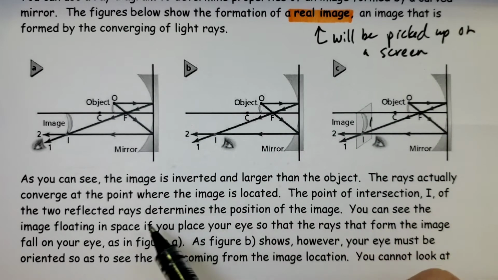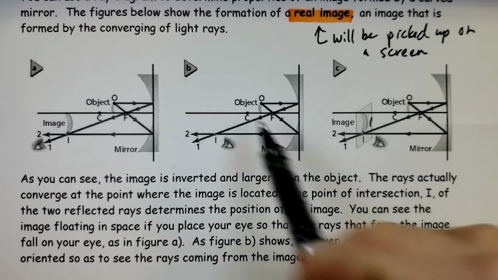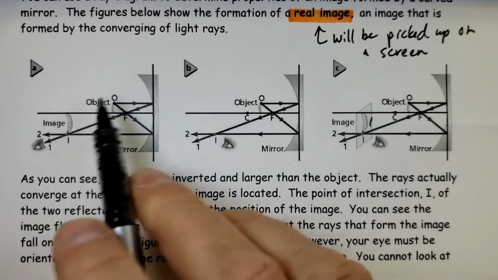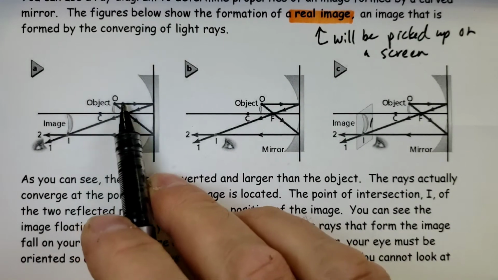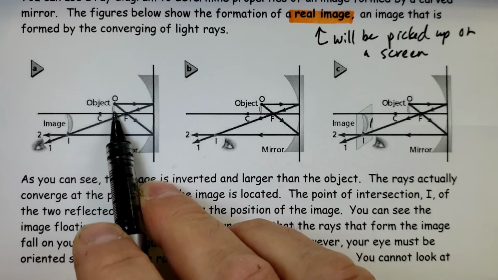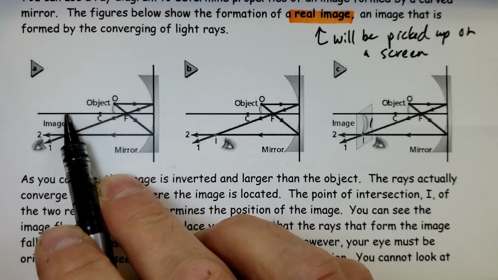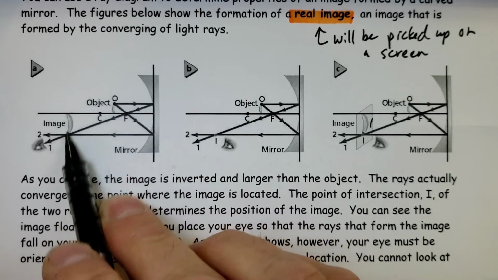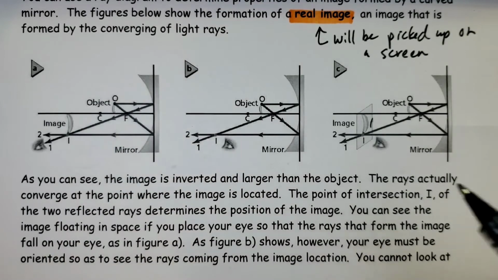The rays actually converge at a point where the image is located. The point of intersection I of the 2 reflected rays determine the position of the image. So you can see, if I look at just taking a piece of that object, just the top part, the bottom part is on the principal axis, so the bottom part of the image is on the principal axis, but the top you can see is going to be upside down, so it's actually inverted.